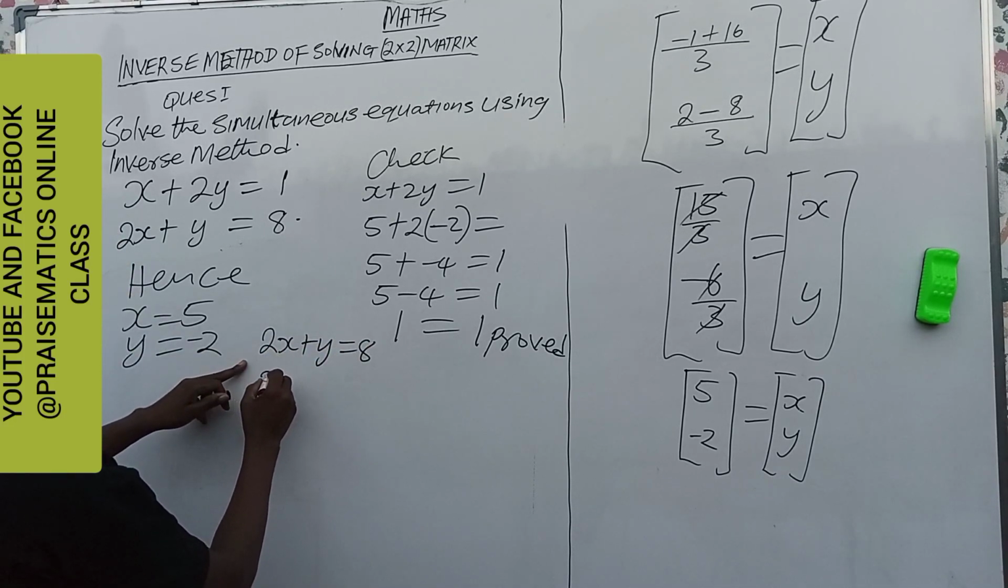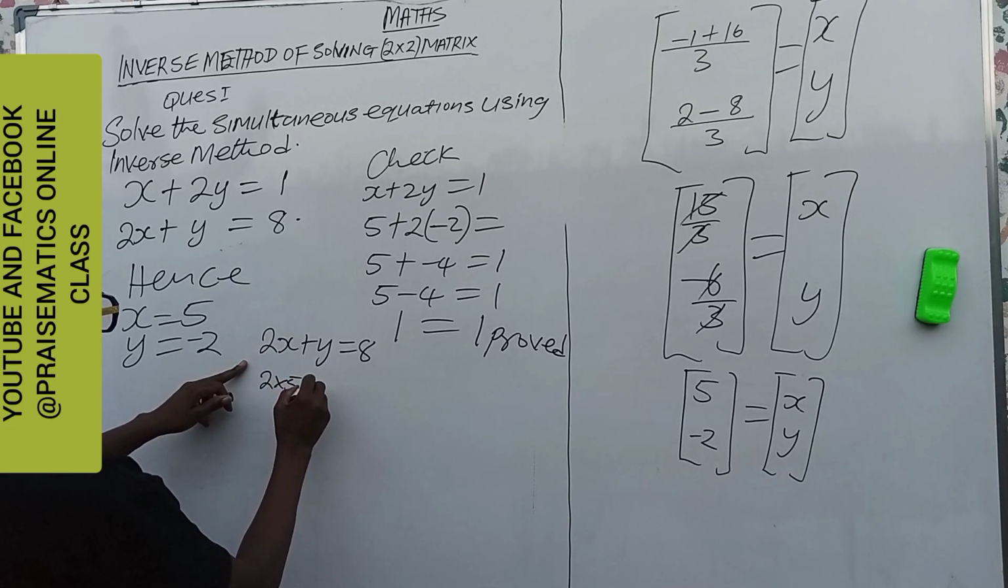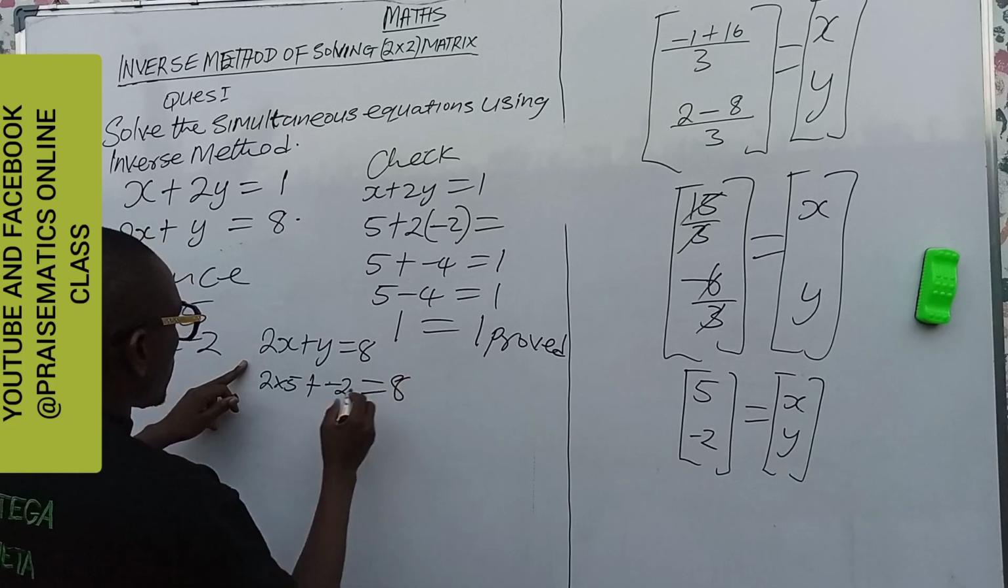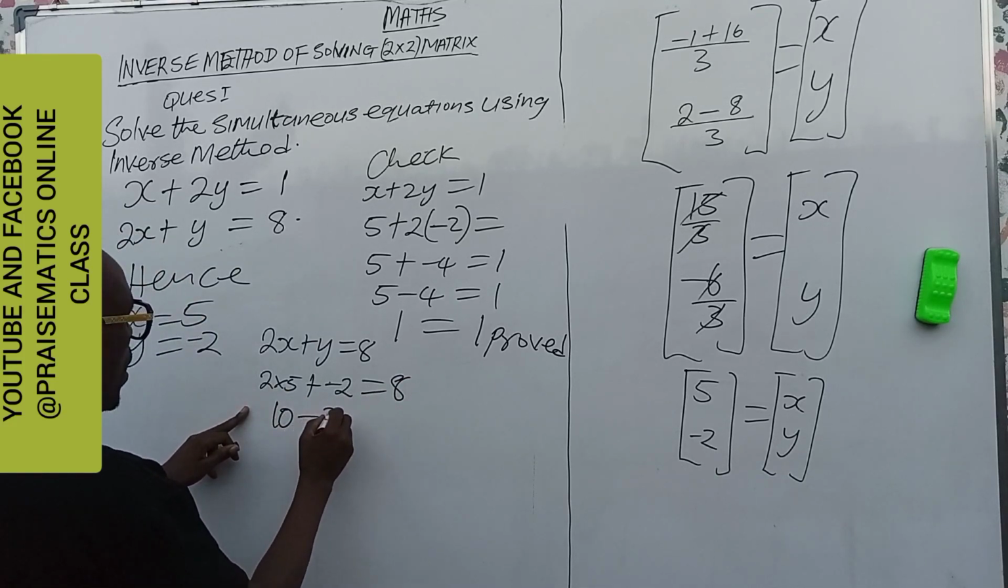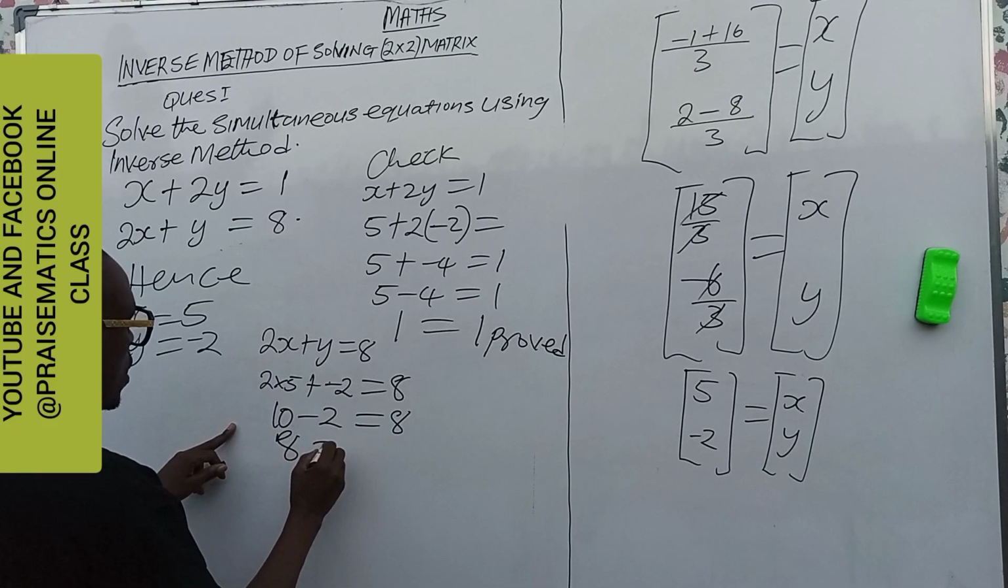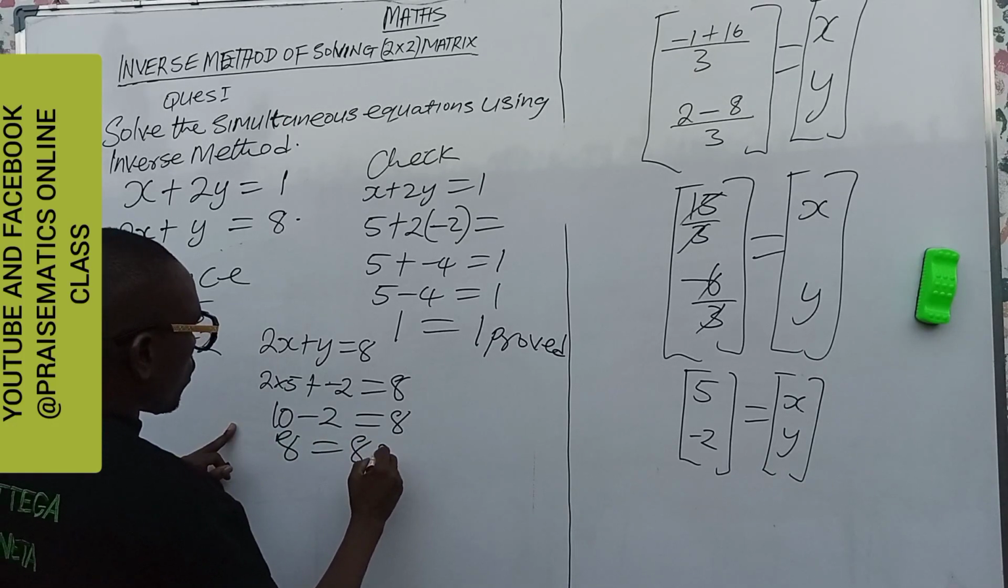Now, if you try the second one, which is 2X plus Y, is it equal to 8? We have 2 times 5 plus minus 2. Is it equal to 8? 2 times 5 is 10. 10 minus 2 is 8. So 8 is equal to 8. Proof.